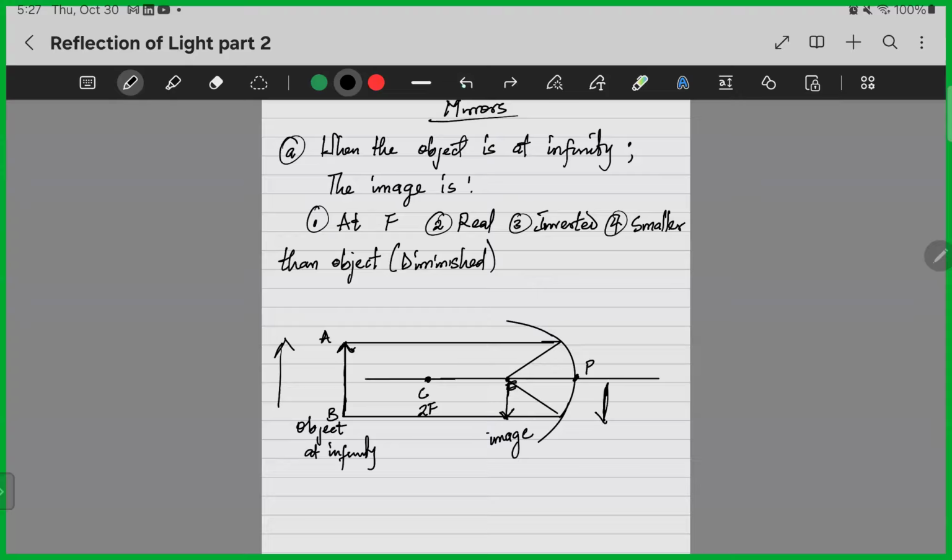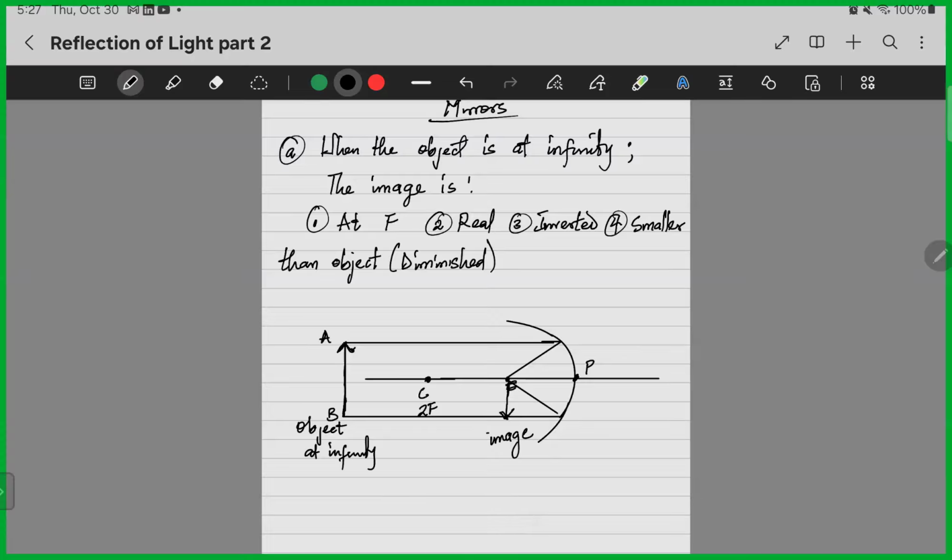Like I used to say, whenever you cannot cram, you understand. If you cannot memorize, you see this idea. It explains that the image is real, inverted, and diminished, or smaller than the object. You can see that in the original case, the object looked as big as this. Let me not exaggerate it. It looked as big as this, but look at the image. It's almost half. So it has reduced in size. So that's just the point.